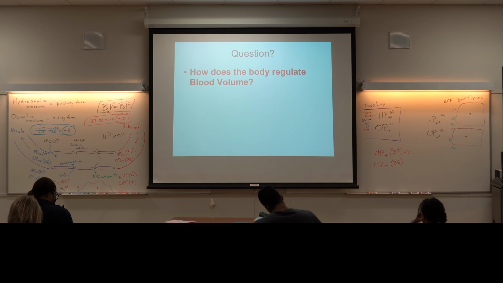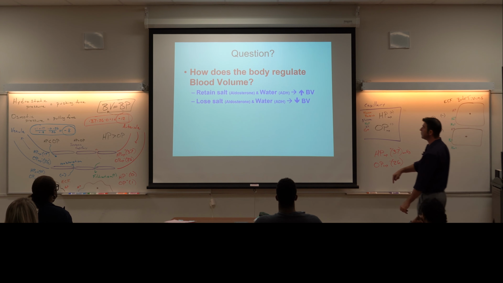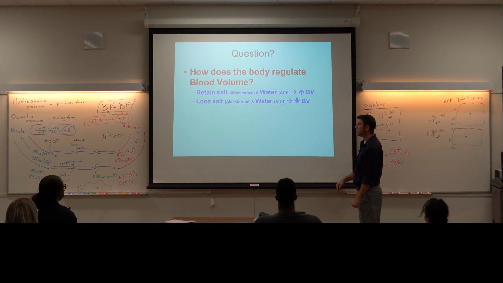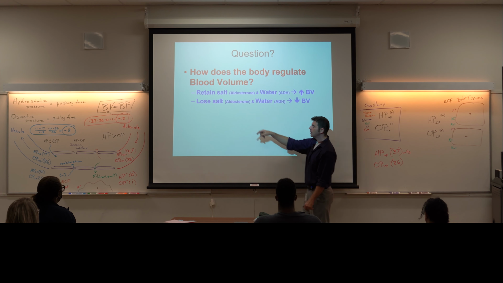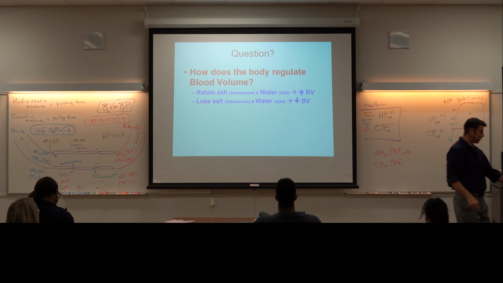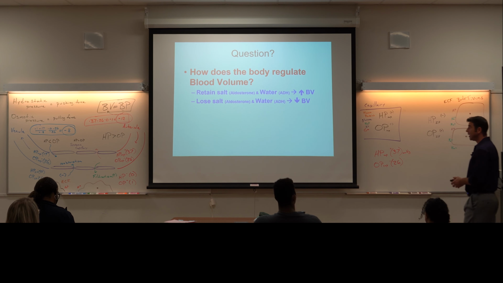All right. Last thing is how does the body regulate blood volume? I feel like there's another question there about blood pressure. We know blood volume and blood pressure are two sides of the same coin. So here's where we mentioned some hormones from Unit 1. One way that the body can regulate blood volume is by holding on to extra salt. That hormone, aldosterone, is what allowed the body to hold on to extra salt.